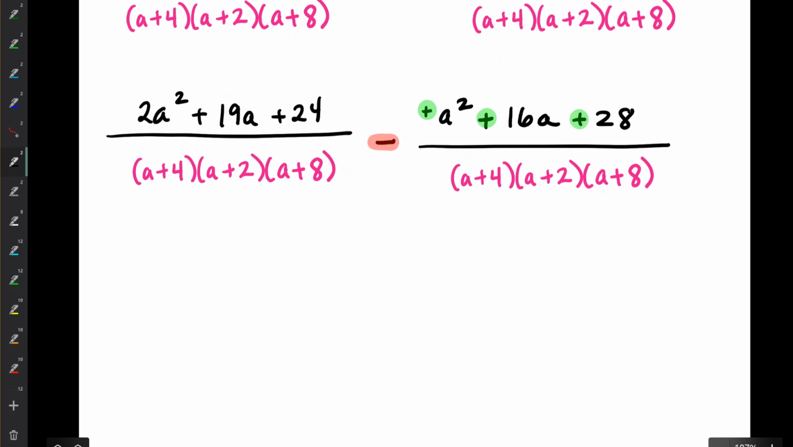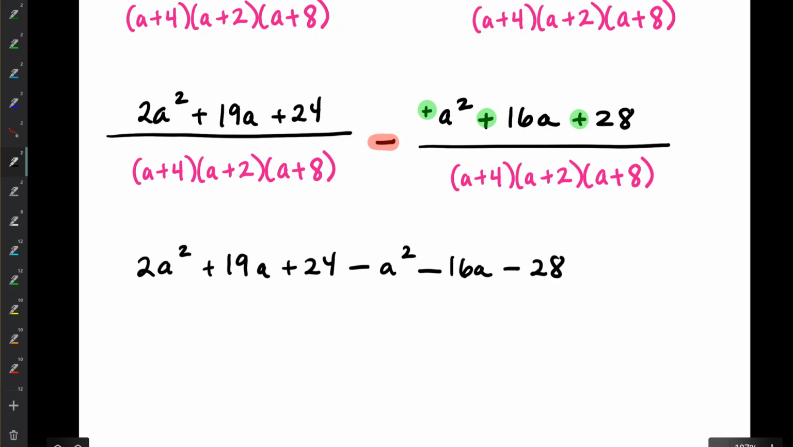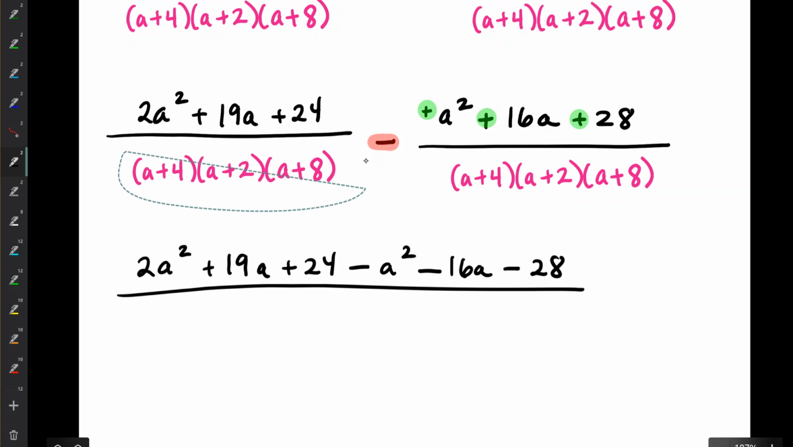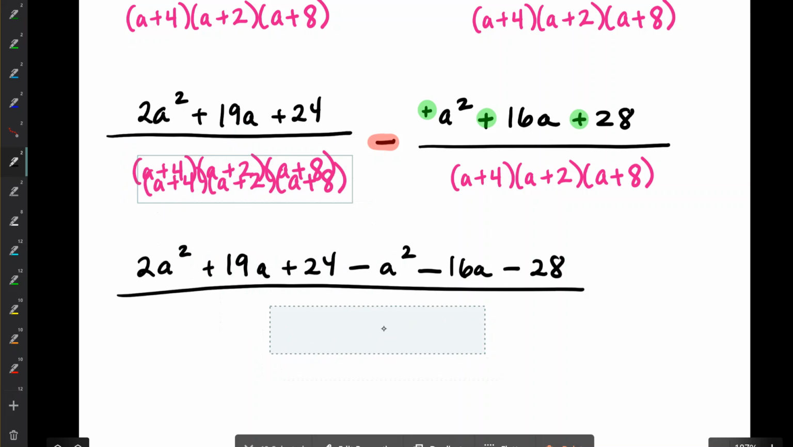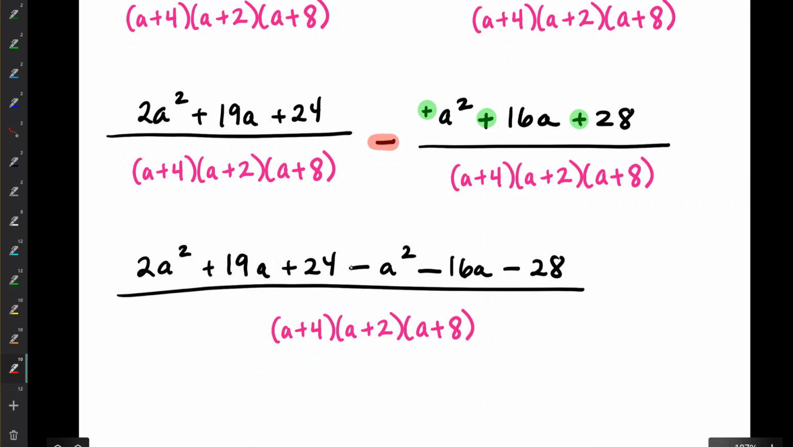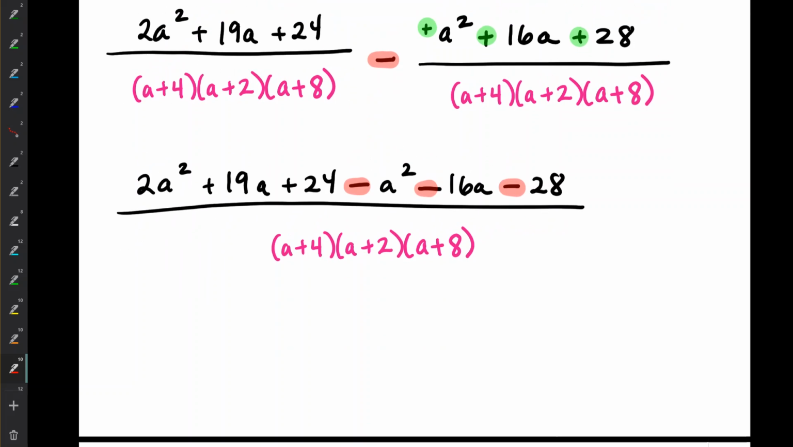Okay, so subtracting numerators, we're going to have 2a squared plus 19a plus 24 minus a squared minus 16a minus 28, all over my common denominator. See how we changed every sign? A real common mistake is to just change the sign of that first term and not the rest of the terms. Okay, so now all that's left is for me to combine like terms and then look for any secret times ones.